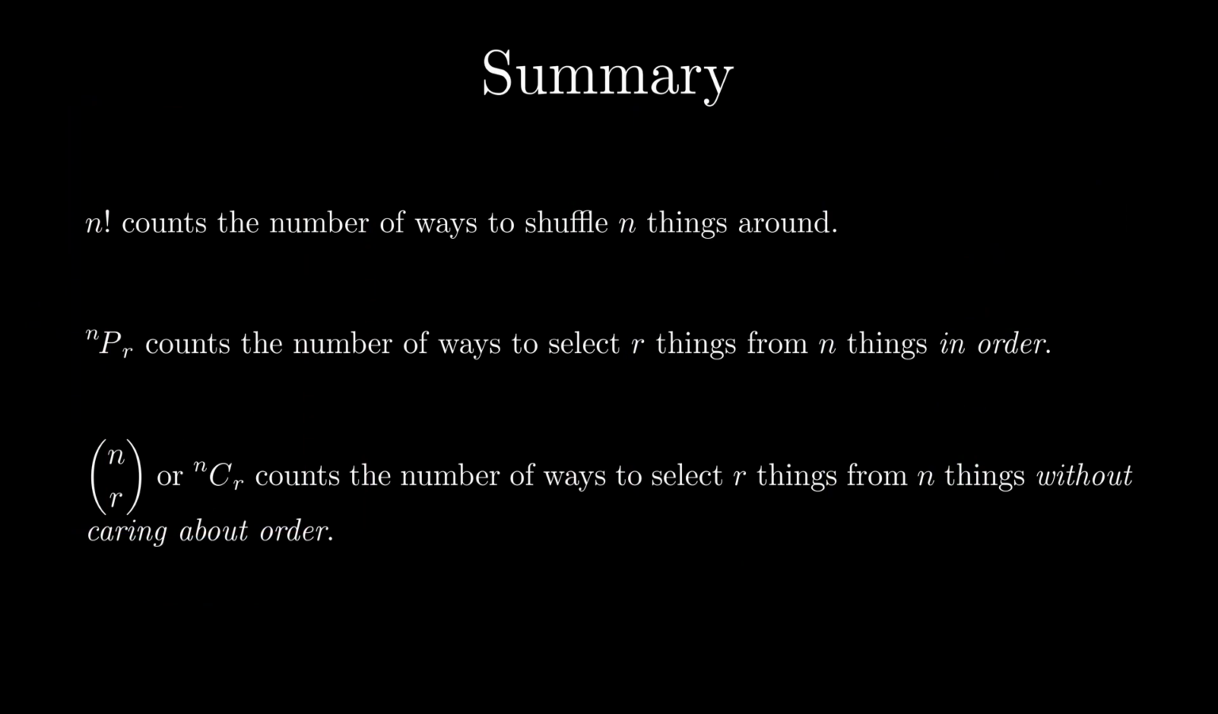So in summary, a number factorial with an exclamation mark counts the number of ways to shuffle that many things around. If I go nPr, for permutation, it counts the number of ways to select r things from n things in order. So think about making an r-letter long word from a pool of n letters. And finally, n choose r, or nCr, counts the number of ways to select r things from n things where I do not care about order. So that's the difference between all of those, and I'll see you next time.